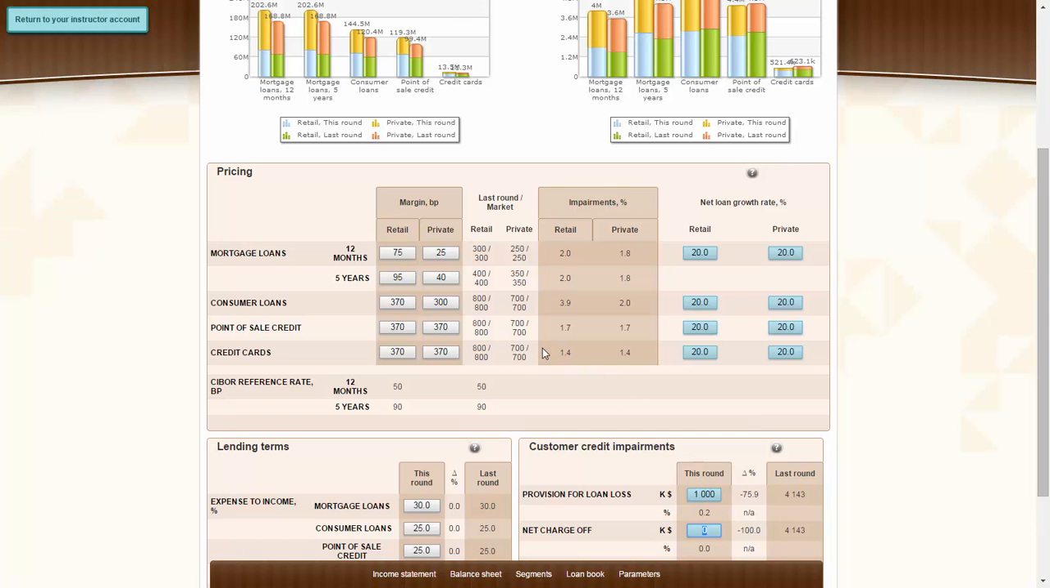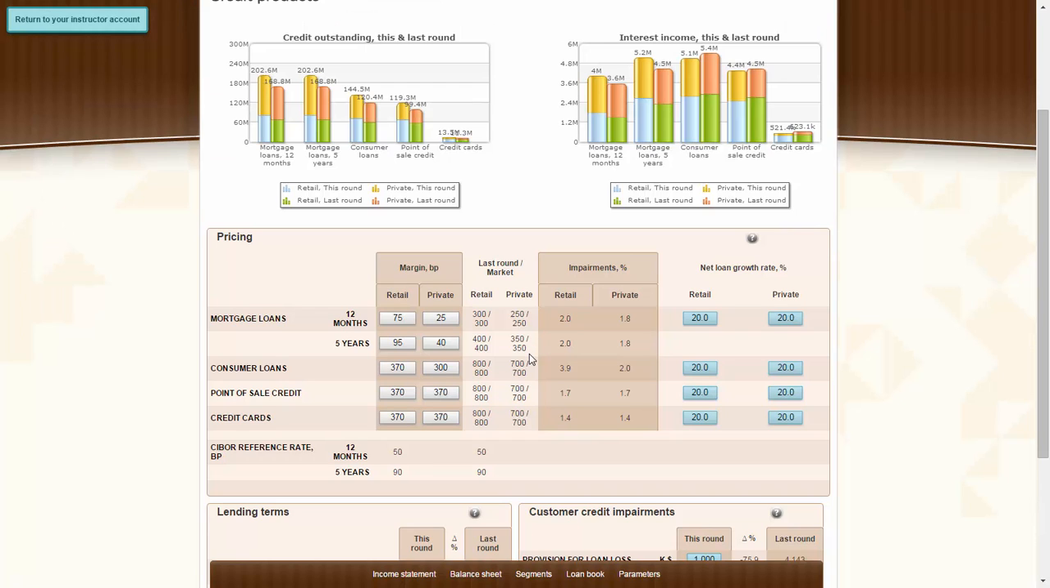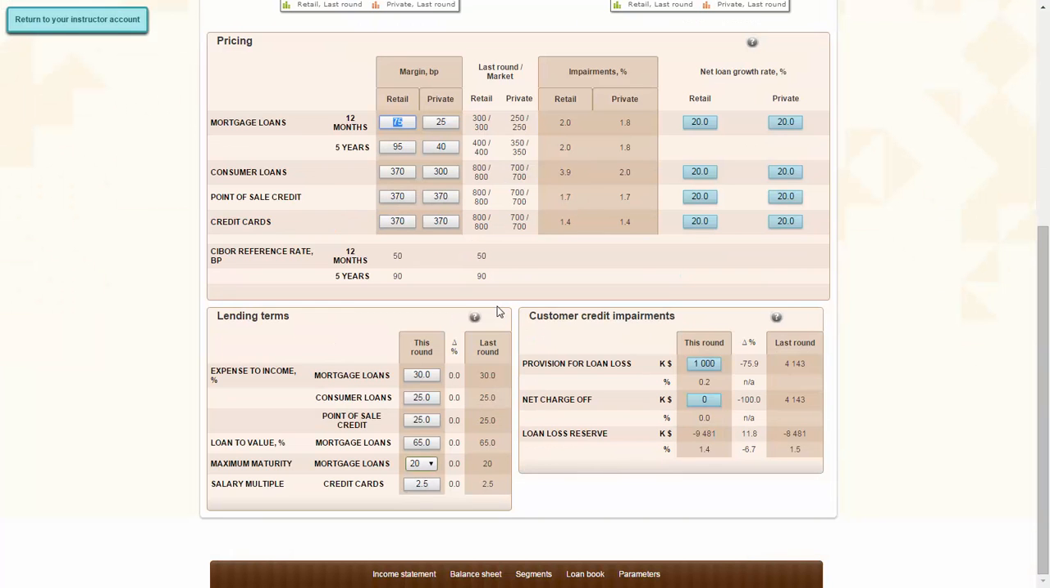Now obviously, the simulation operates so that teams are competing against each other. So when somebody has a margin of 75 for the retail customers and another one is offering 25 basis points, then the one with 25 basis points appears much more attractive from the customer's point of view. But the price is not the only factor. The demand is also influenced by the customer satisfaction and also the employee satisfaction. So there are multiple different factors that influence the demand of the services that the bank is selling.